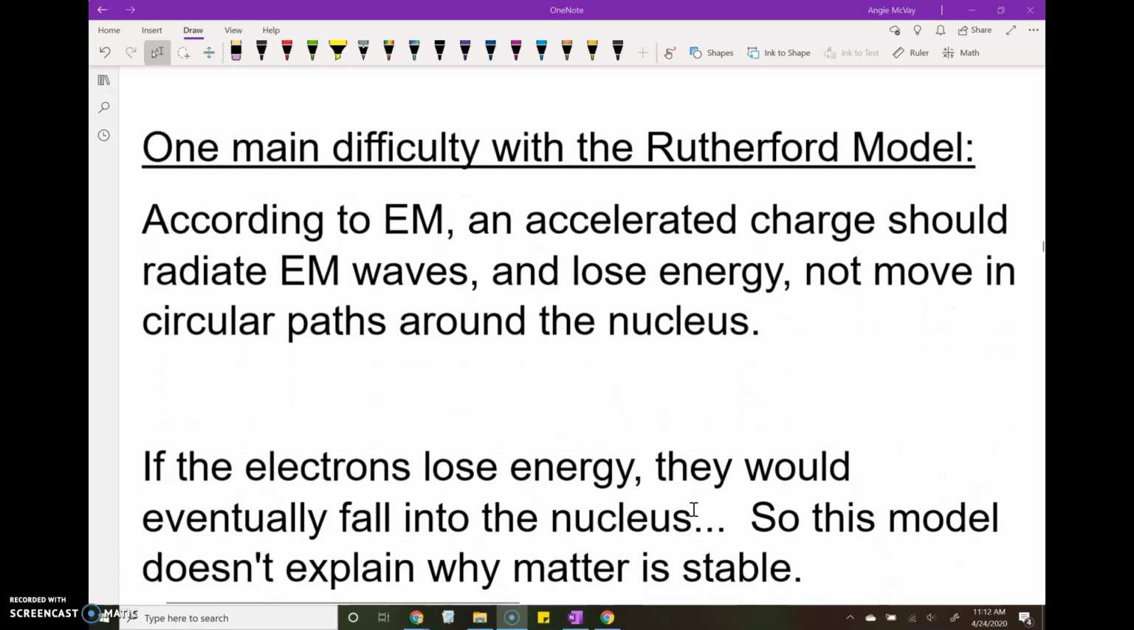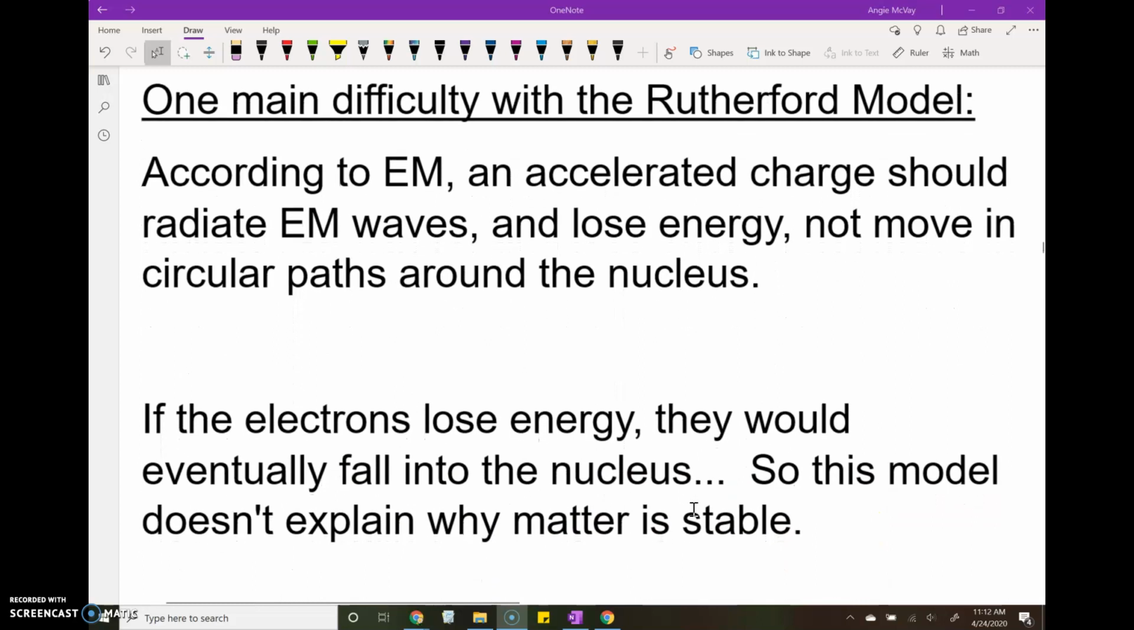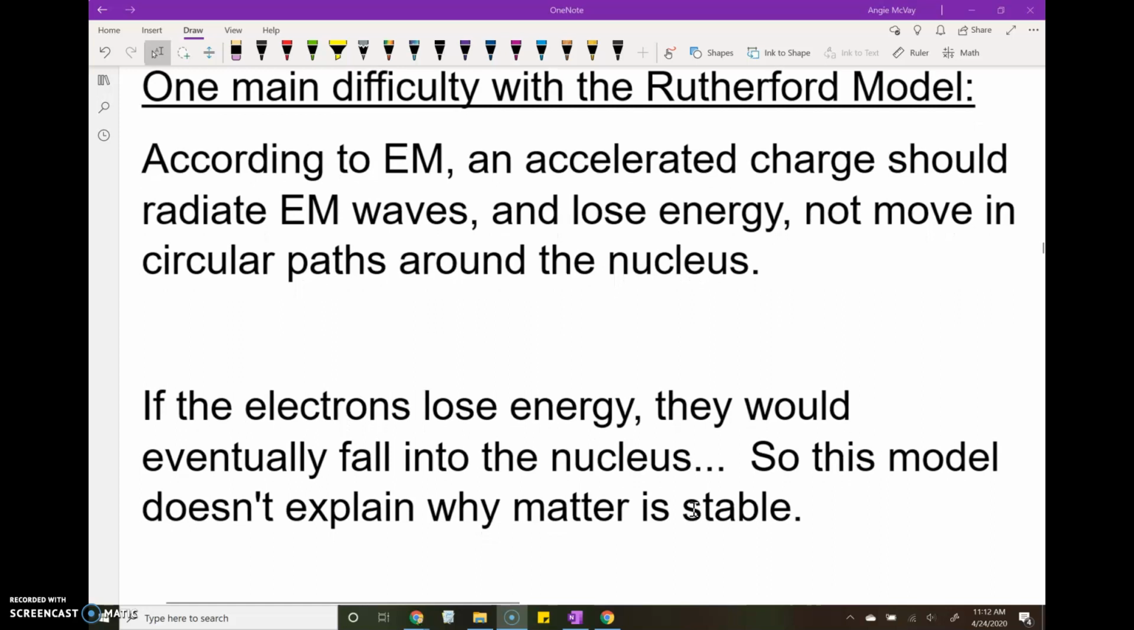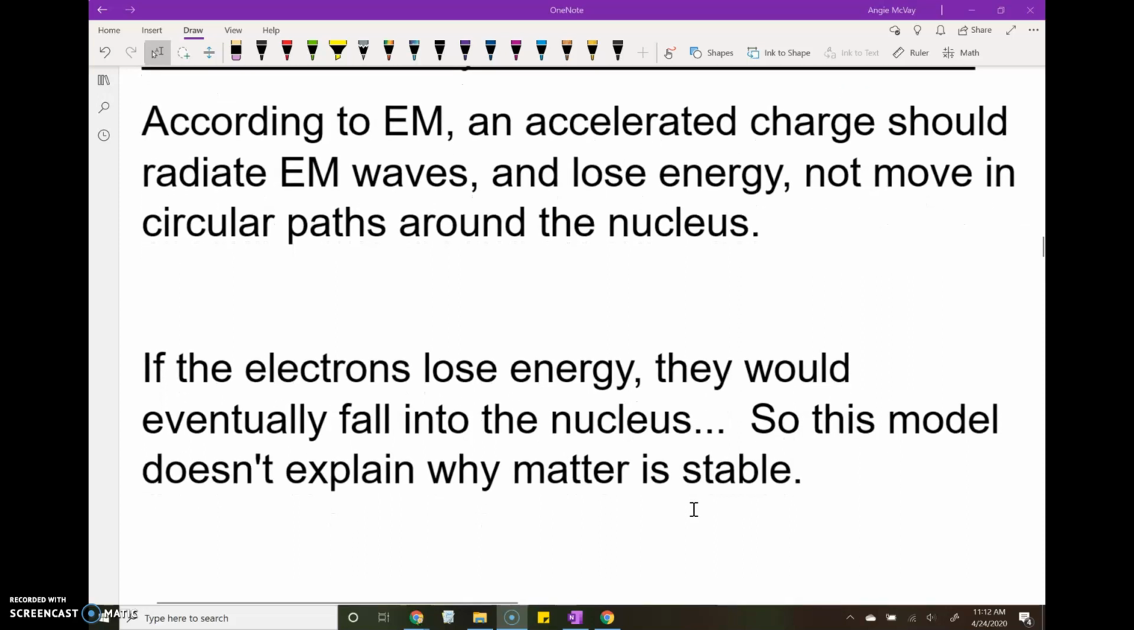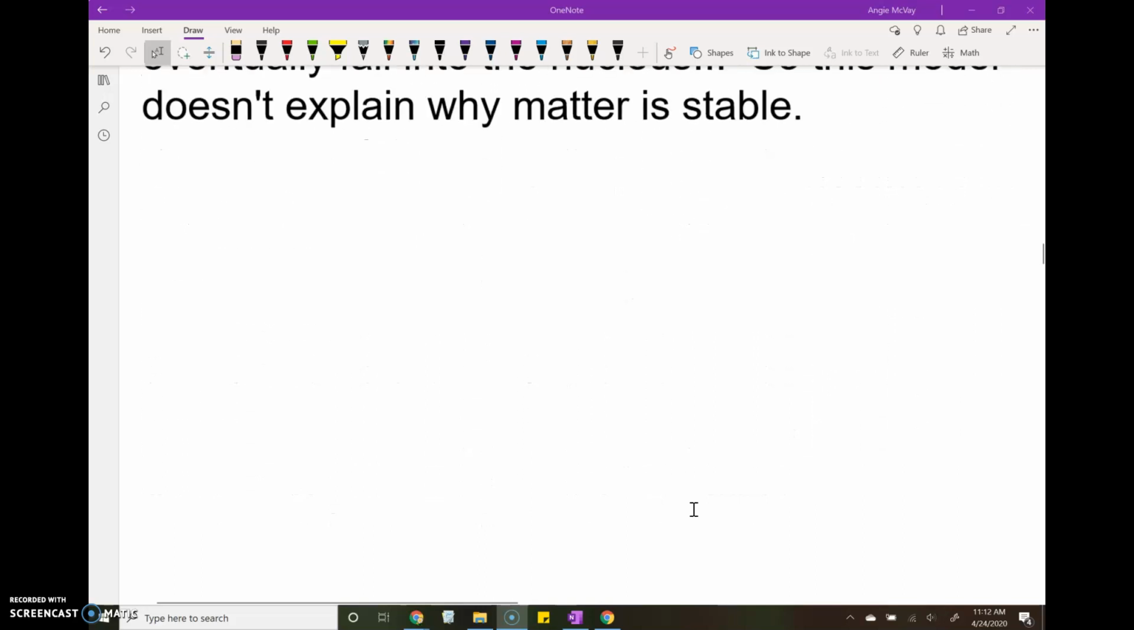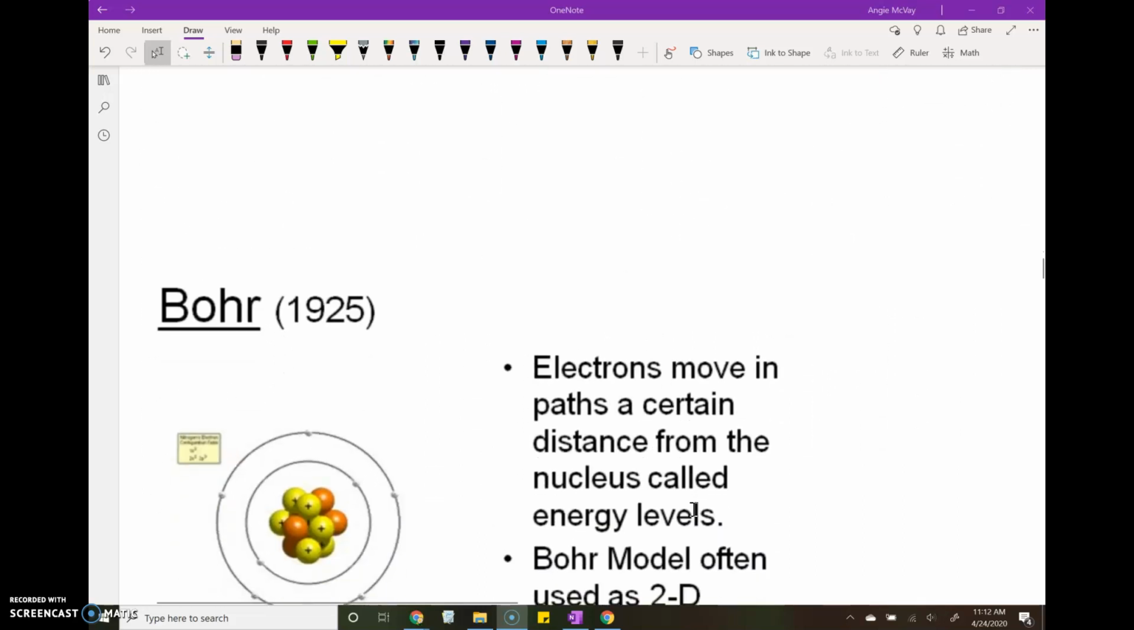All right. So again, one main difficulty is that an accelerated charge would radiate electromagnetic waves, lose energy, and not move in circular paths. And then if electrons use energy, they would eventually fall into the nucleus. And this doesn't explain why some matter is stable, just like I said here.